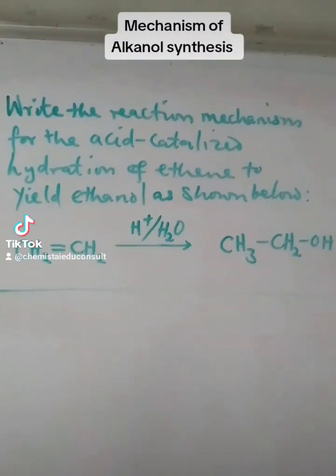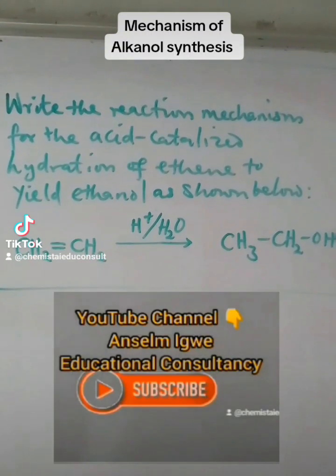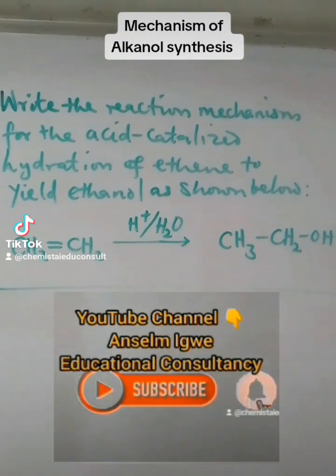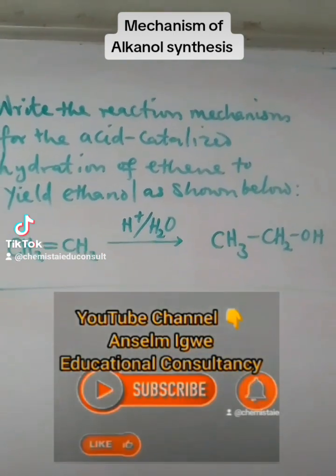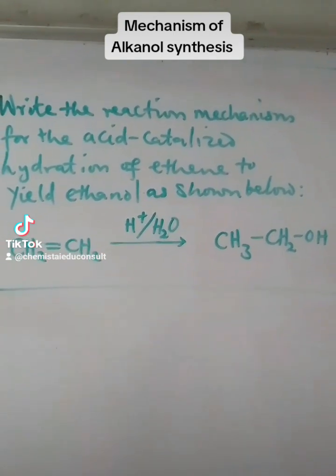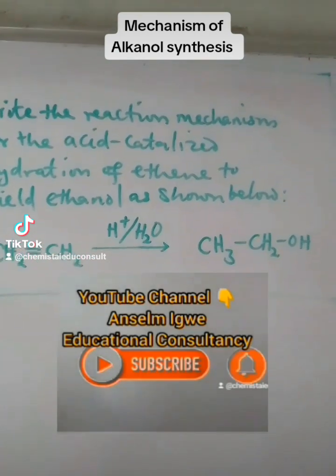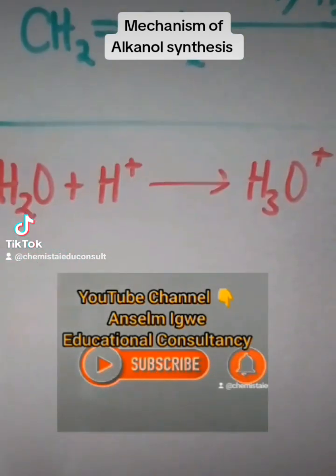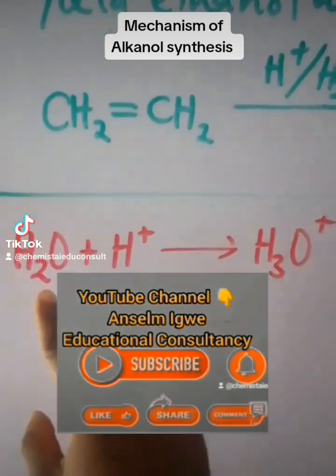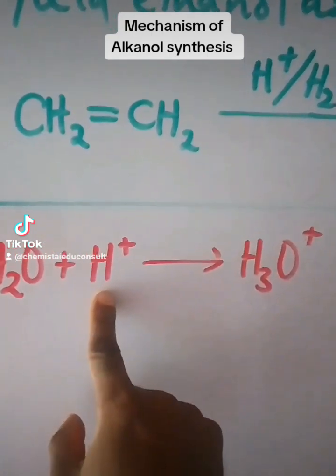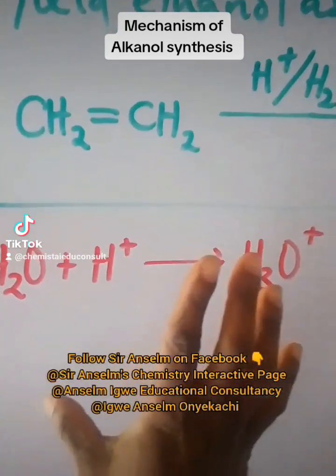Write the reaction mechanism for the alkanol synthesis: acid-catalyzed hydration of ethene to yield ethanol, as shown below, where ethene gas reacts with water in the presence of acid to form ethanol. First of all, we are going to show how water interacts with the proton from acid, because this is an acid-catalyzed reaction.